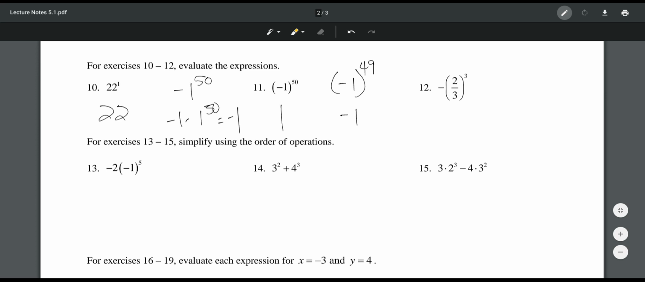So in example number 12, notice that the negative is not included in the parentheses, so you should be thinking -1 times 2 over 3 times 2 over 3 times 2 over 3, which gives me -8 over 27. I cannot reduce that, so I just leave it there. And that would be my final answer.